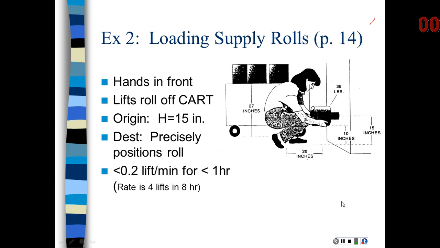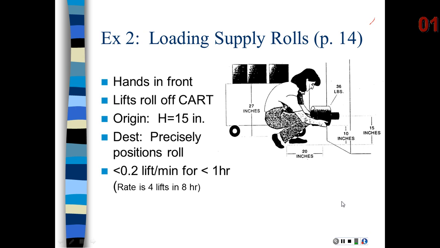roll of paper from the cart, and so essentially as she picks it up, she has her back towards us. That's the origin. She steps over to the machine and loads the paper roll into the machine. She's squatting down to load it into the machine. At no point is she twisting her body. She does all the twisting with her feet, and so she's moving her feet to get from the cart to the machine. At the destination, when she's putting it into the machine, she has to precisely position the roll, and so we know that she's going to be using significant control.